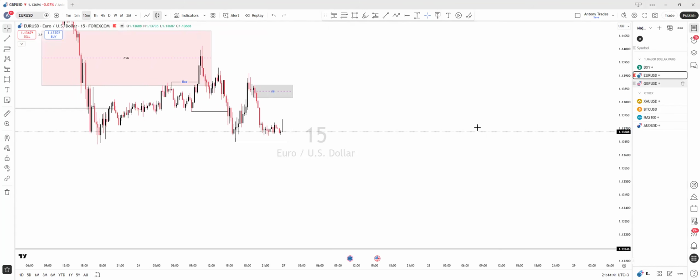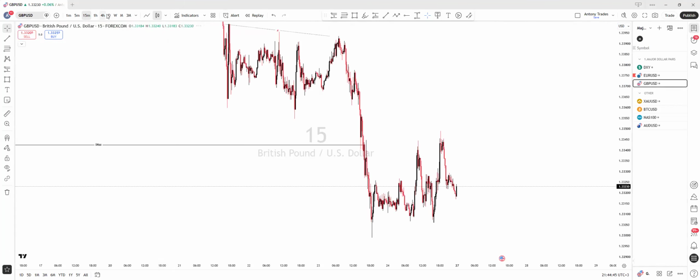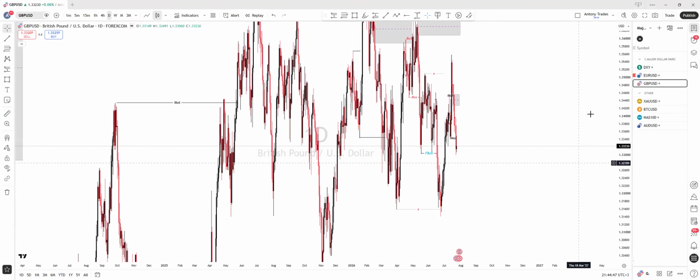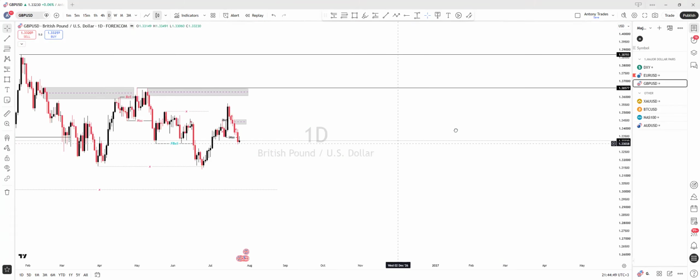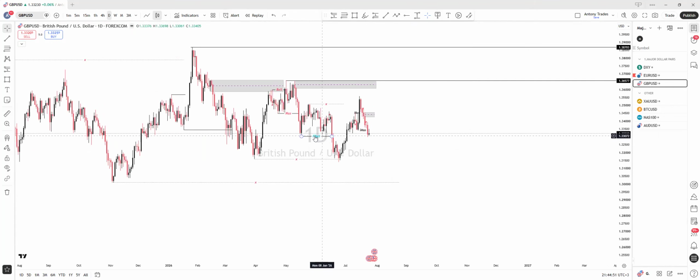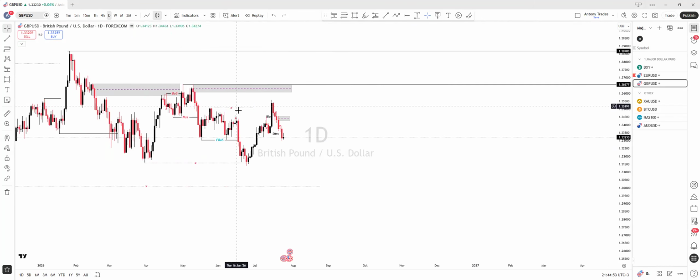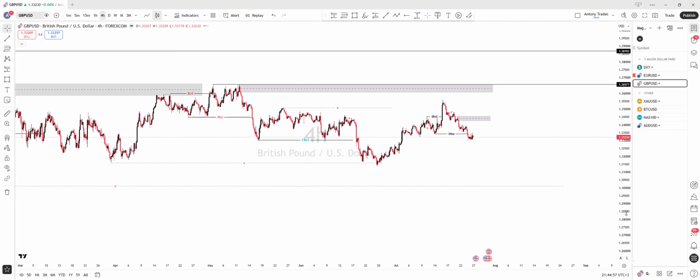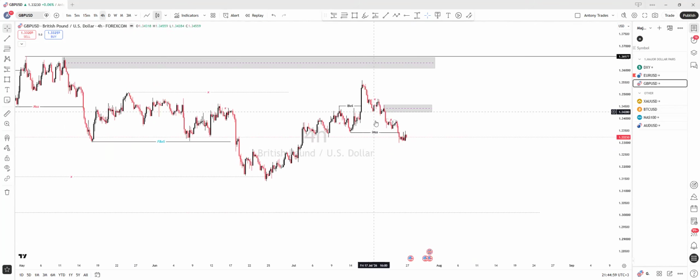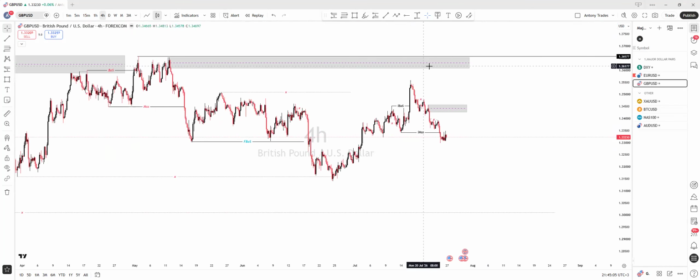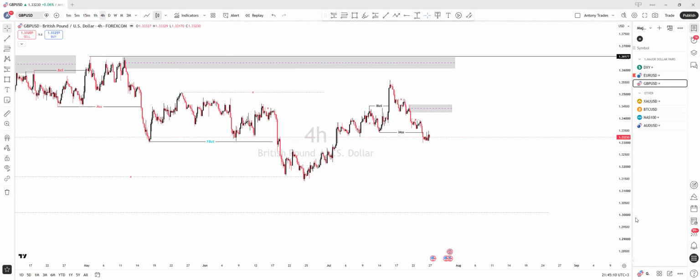Going to the next pair, which is going to be the GBP USD. Now let's start from the daily. From the daily time frame, what are we seeing? We had this one as our fake BOS. Market swept liquidity here. Actually, we're anticipating the same thing with the GBP USD, that we are expecting the GBP USD to trade to this demand zone down here, and then push up to this supply zone, and then we look for selling opportunities from there.